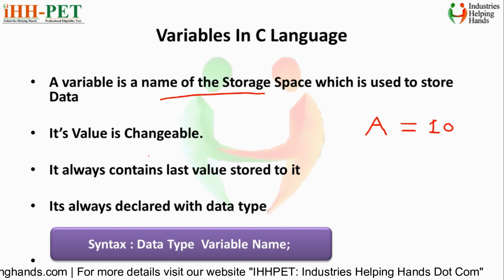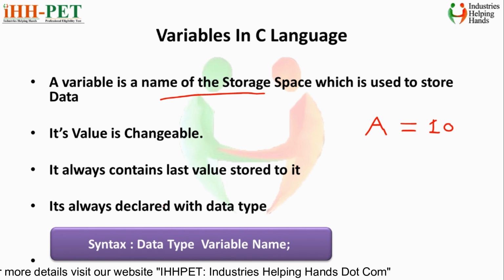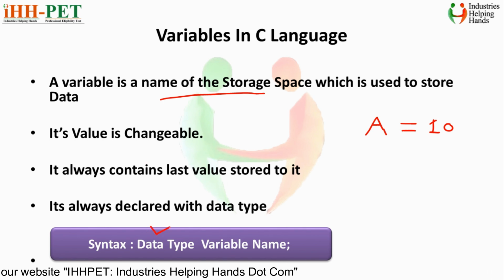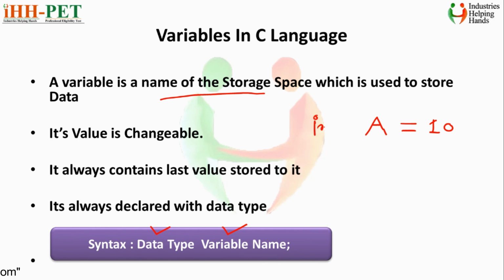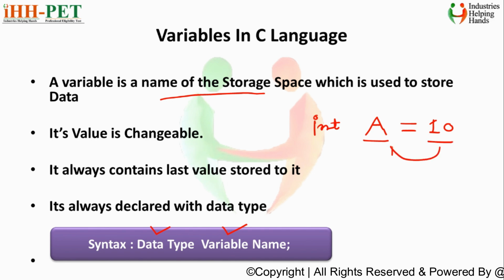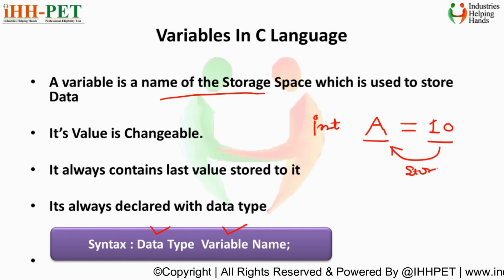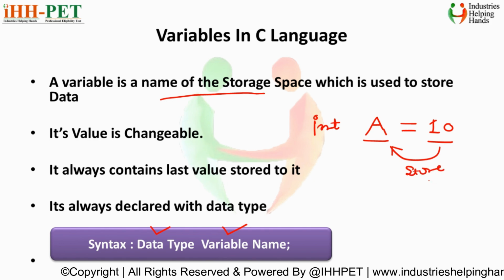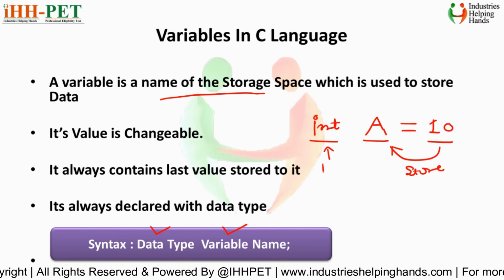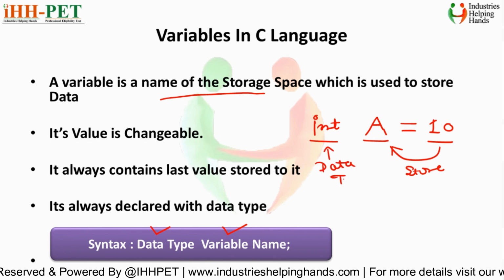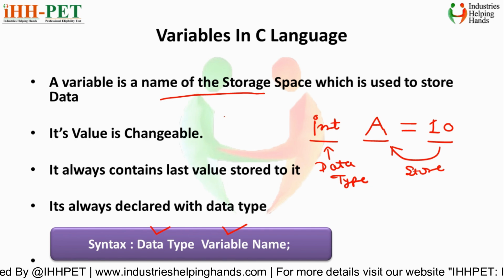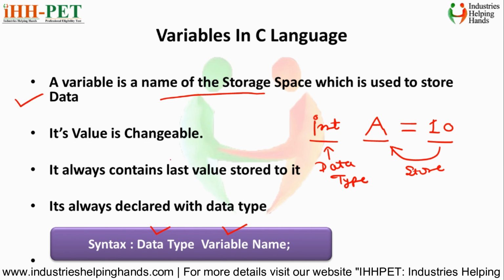I want to tell you something about the variable, so you can see the syntax. First we will write the data type and then we will write the variable. So int is the data type here, a is the name of the variable and 10 is the value which we want to store in this variable a. So 10 will be stored in variable a and int is the data type here. So the first line is completed.